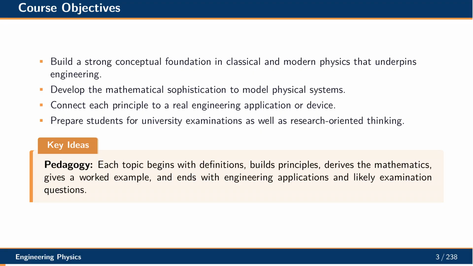The objectives of this course are fourfold. First, we aim to build a strong conceptual foundation in both classical and modern physics that supports engineering practice. Second, we develop the mathematical sophistication needed to model physical systems accurately. Third, every principle will be connected to a real engineering application or device. Finally, the course prepares you for university examinations and also nurtures research-oriented thinking. Our pedagogy follows a clear pattern: definitions, principles, derivations, worked examples.